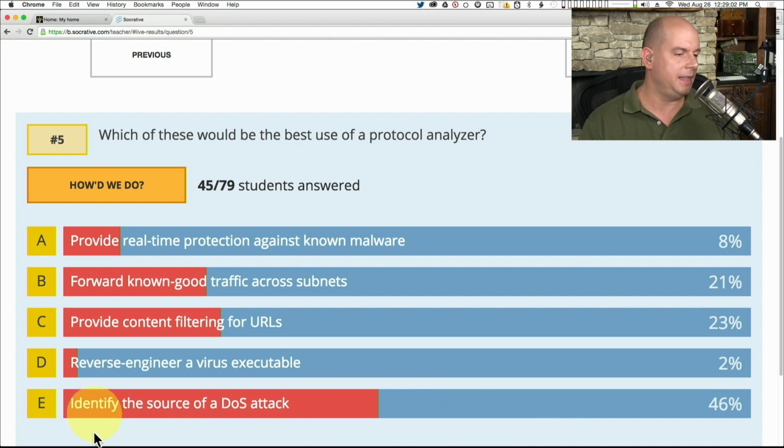Now, let's see how we think we should make the most of a protocol analyzer. Almost half of us say that it is good for identifying the source of a DoS attack, but 22% said we can use this to forward known good traffic across subnets, and another 22% said I can use this to provide content filtering for URLs.